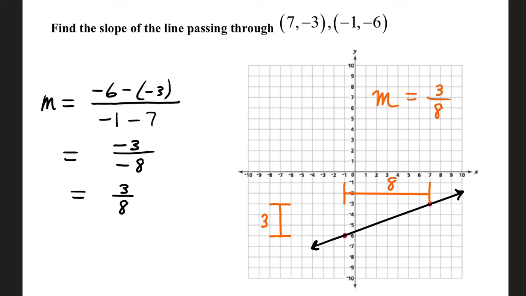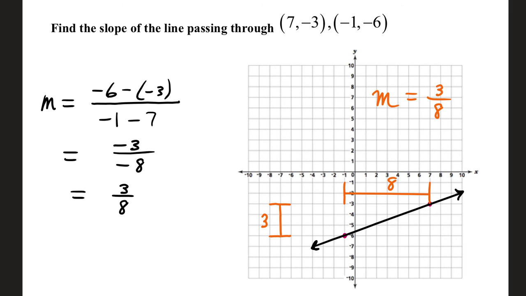Find the slope of the line passing through 7, -3, -1, -6. Now these two points are real close to the example we just finished. I tweaked the signs a little bit. Note that when you plot 7, -3 and -1, -6, you still get a line that's oriented up and right, positively sloped.